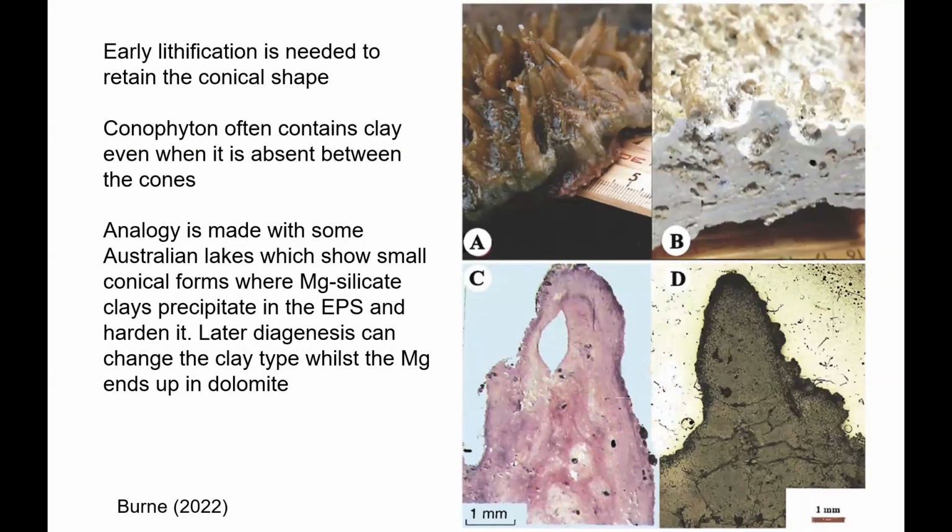Now, we know that actually magnesium silicates form quite readily in Precambrian rocks. People have been, in recent years, realizing this and finding examples of them. And in fact, people have often remarked that the conophytons do have a bit of clay in them, whereas in between the cones, you don't have clay. So that always was a bit suspicious. So now what people are saying is, well, this clay is not a sediment, it's actually precipitating from the seawater inside the EPS. So you see there's been some progress there with conophyton.